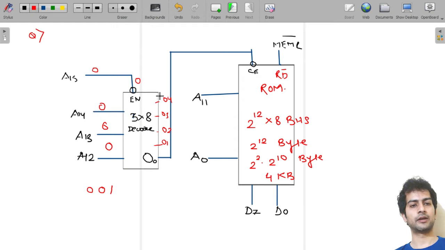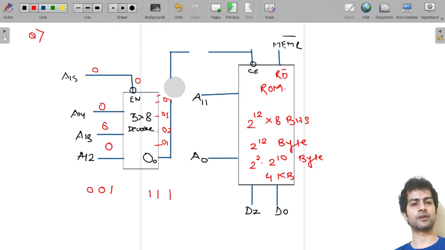0, 0, 1. It will go up to O8. Suppose this line would have continued from here, then here we would have got 1, 1, 1. So this is simple.